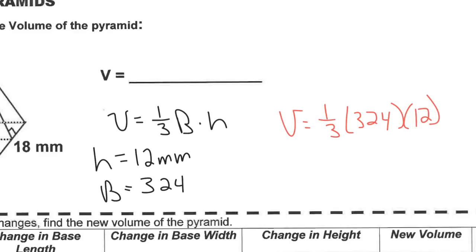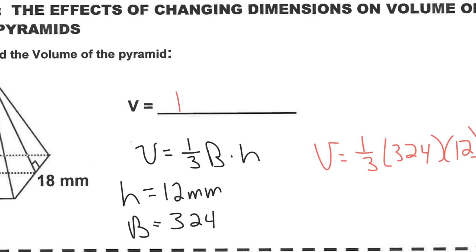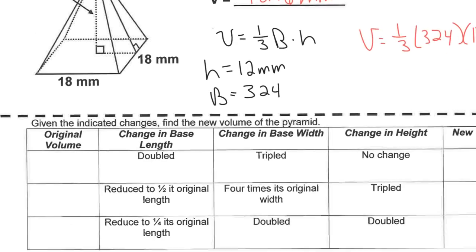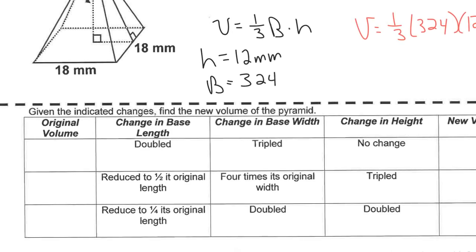If you put that in your calculator, you should get 1,296, and that would be millimeters cubed. So we're going to use that volume to see what happens when we change some of the dimensions. So we've got a couple of things we're going to change. Since big B is the area of a square in this one, we're going to talk about changing the base length, the base width, and the height.